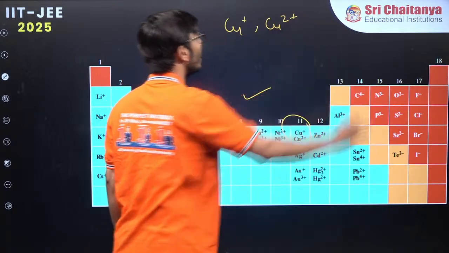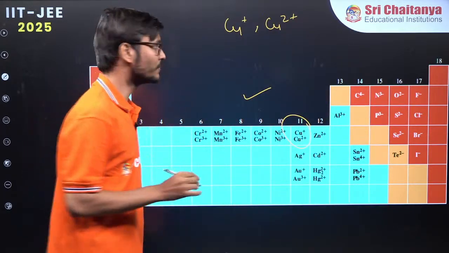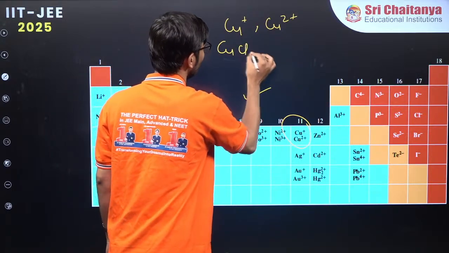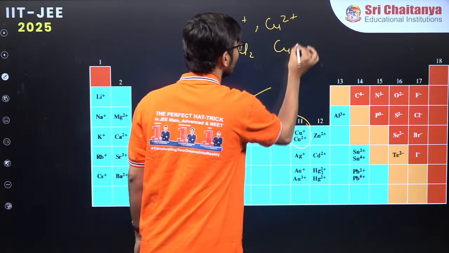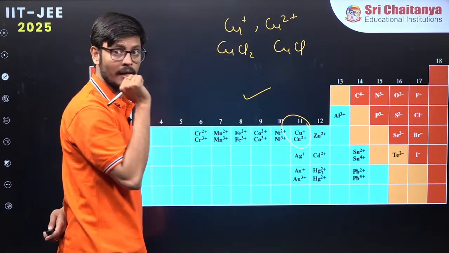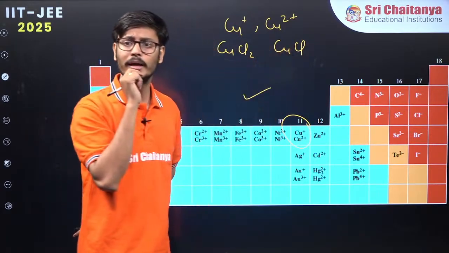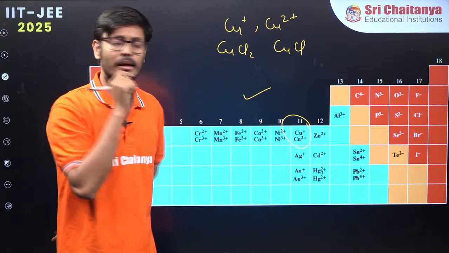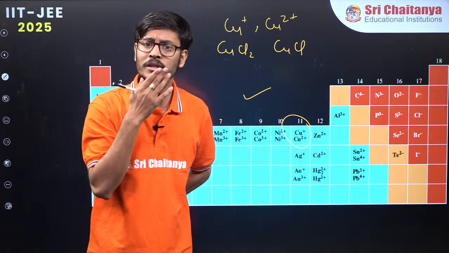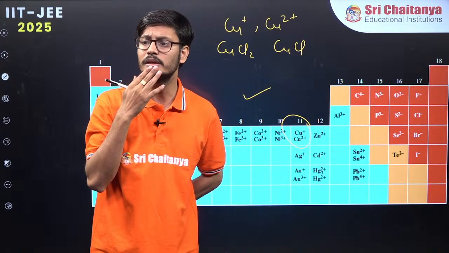Oh my God, now how to do the nomenclature? I'll take an example. Let us say I'm writing CuCl2 and I'm writing CuCl. Now how to do the nomenclature? This will be copper chloride and this will also be copper chloride. What is the difference between them? How to differentiate the nomenclature?